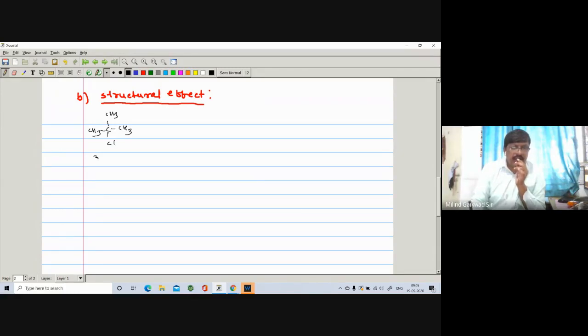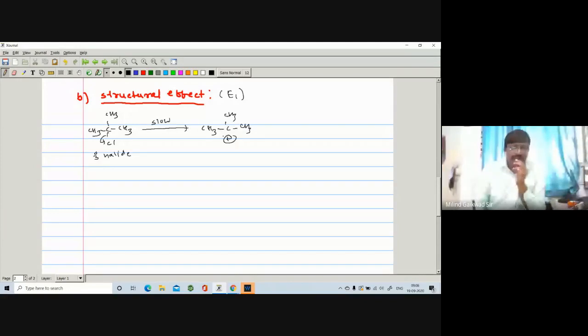It is a tertiary alkyl halide. That is tertiary butyl chloride. In the first step, we have seen that in the slow step of the E1 mechanism, this sigma bond breaks and there is a formation of carbocation. So you have CH3, CH3, CH3, and C positive.